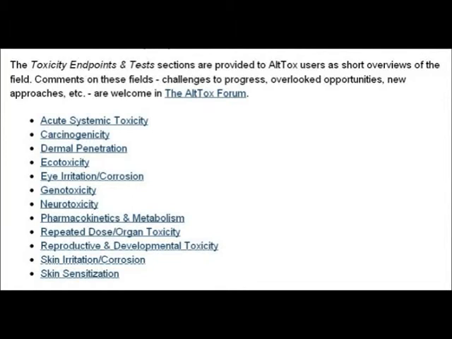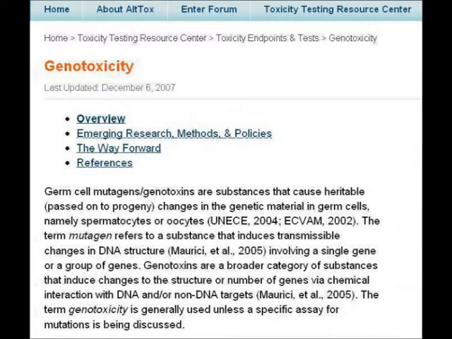In this episode of Toxicity Tests, we're going to look at genotoxicity. This first slide from the Alltox website gives us a definition of genotoxicity. It reads, germ cell mutagens genotoxins are substances that cause heritable, passed on to progeny, changes in the genetic material in germ cells, namely spermatocytes or oocytes.